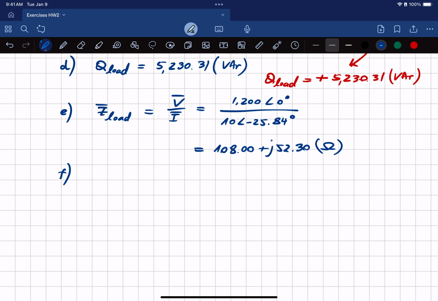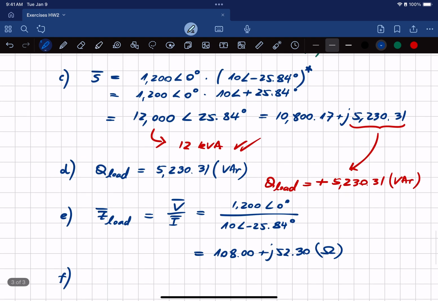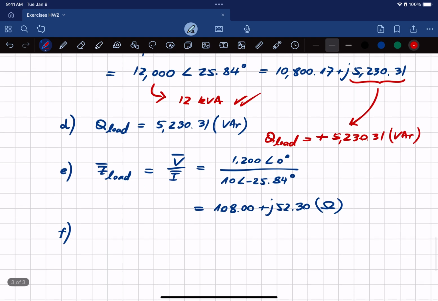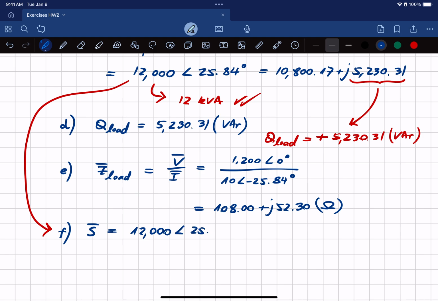F is asking for the complex power supplied by the source in polar form. We already calculated that, right? So let's move that result up here. The complex power S has a module and an angle. And it's explicitly asking for this in polar form. So we would say that's the answer. S equals that.